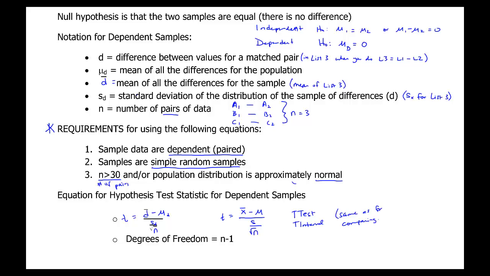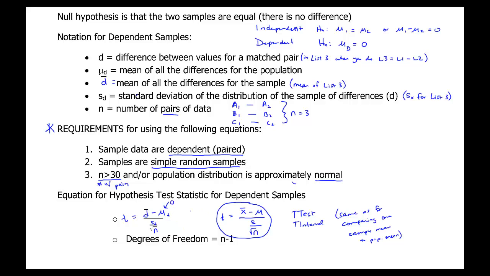Which is the same as what we did when we compared one sample mean to a population mean. Because right now, or here, we were comparing one sample mean to a population mean. Over here, we're comparing the mean of the differences of two groups, which gets you down to one mean, to a population mean of the differences, which your hypothesis says should be 0.